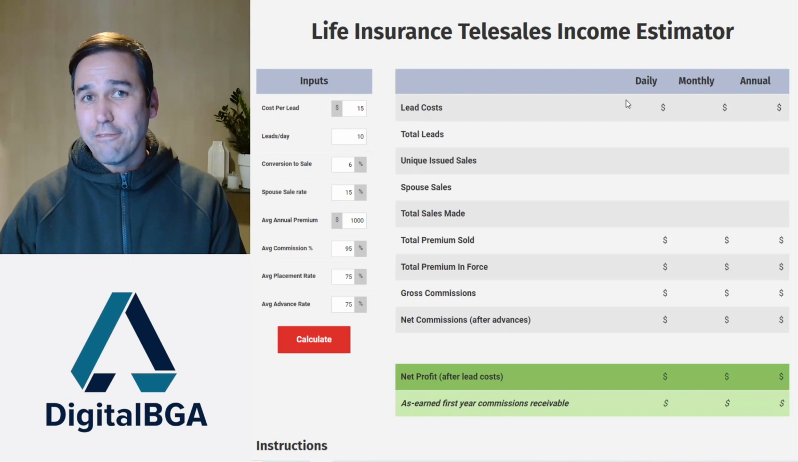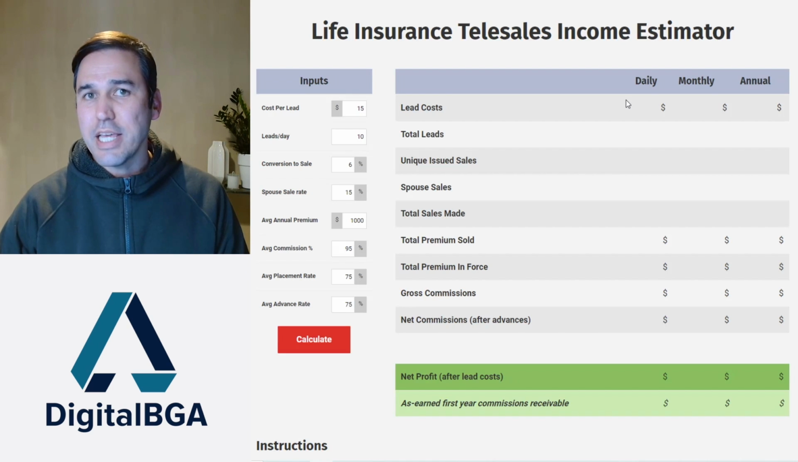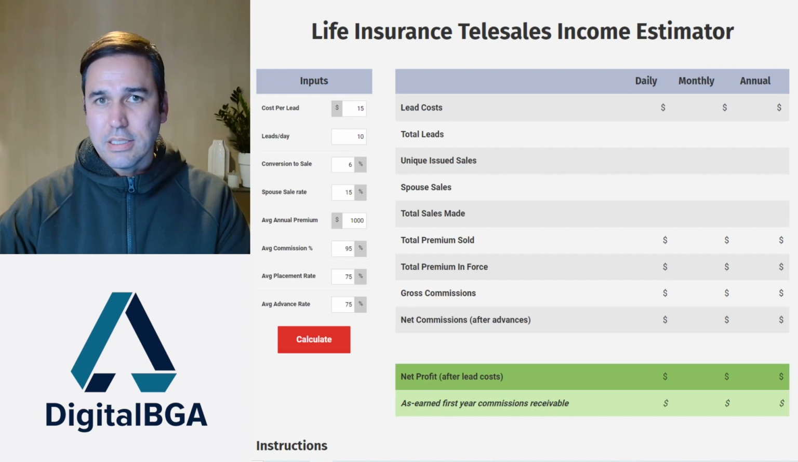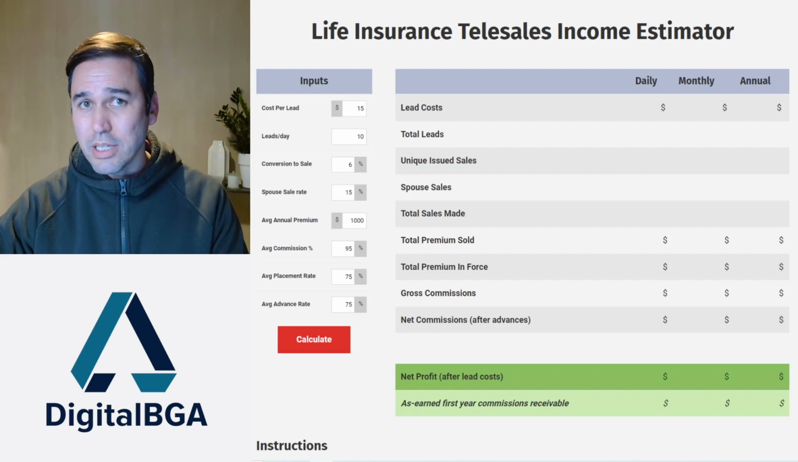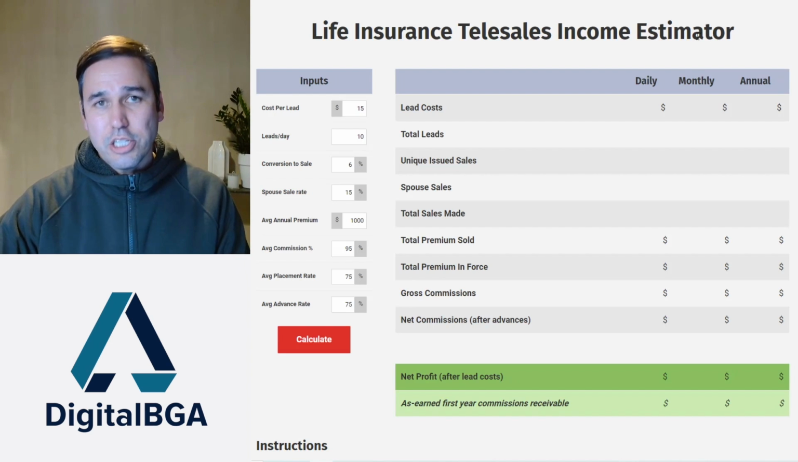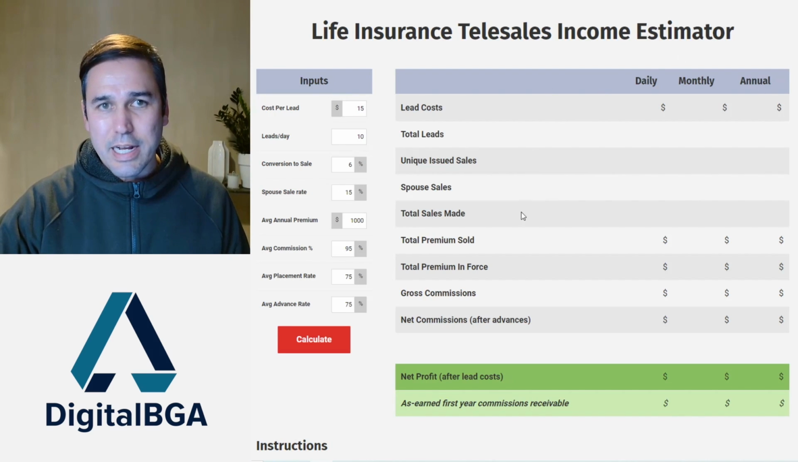Let's dig in. This is the Life Insurance Telesales Income Estimator. You can go to digitalbga.com/income-estimator and you'll pull this up here. Now, we use this every day with our call center agents that we pay salaries plus commission to, and we are coaching and mentoring agents using this as well on the independent side. I'm going to show you guys how we use this and just how much data, how many insights you can get just by putting some inputs in here and looking at the data over on this side, the output.